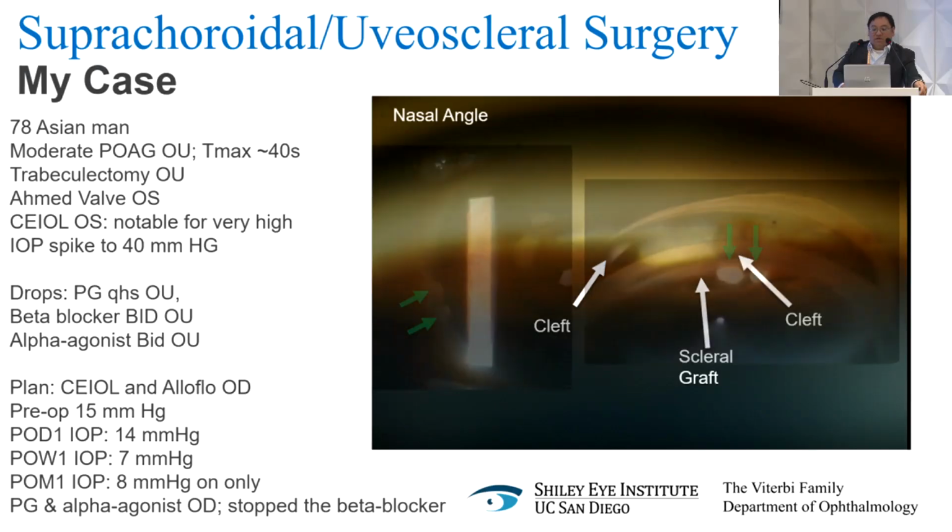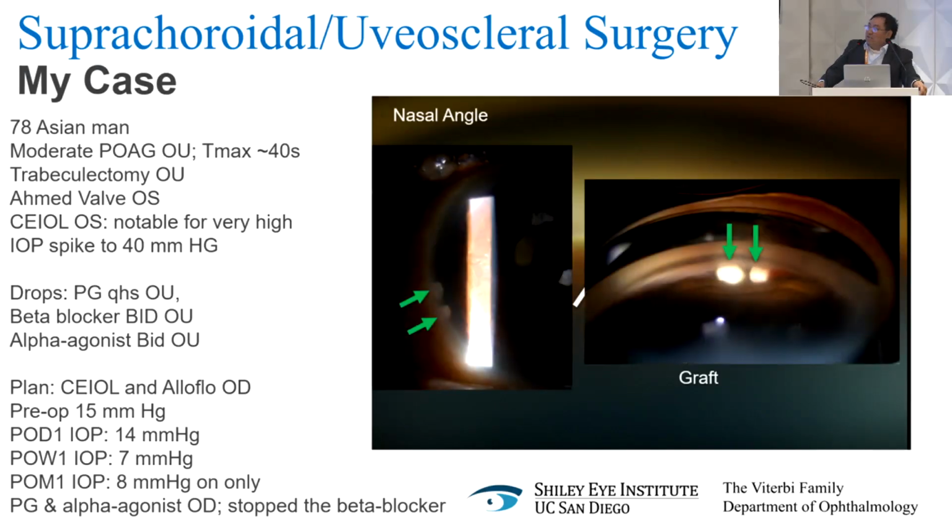I will say that I did my first double piece surgery just a couple of weeks ago. You can see the two green arrows. If I put the slit beam on it, it turns white. But you can see the little gap in the middle.